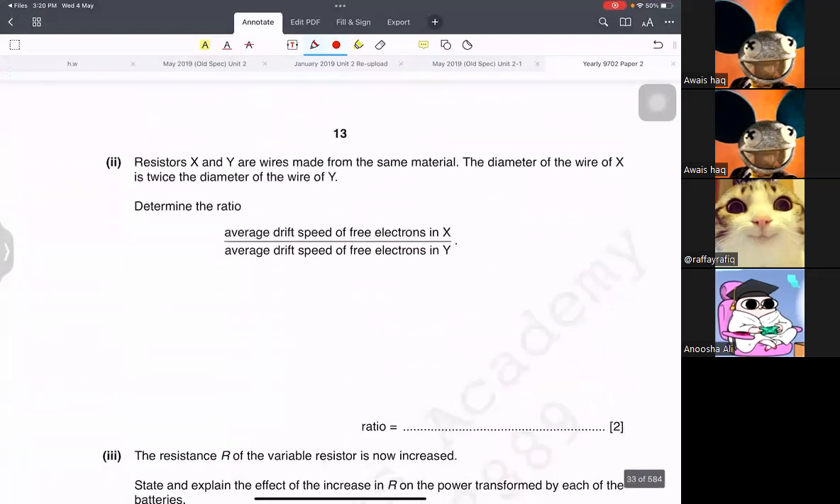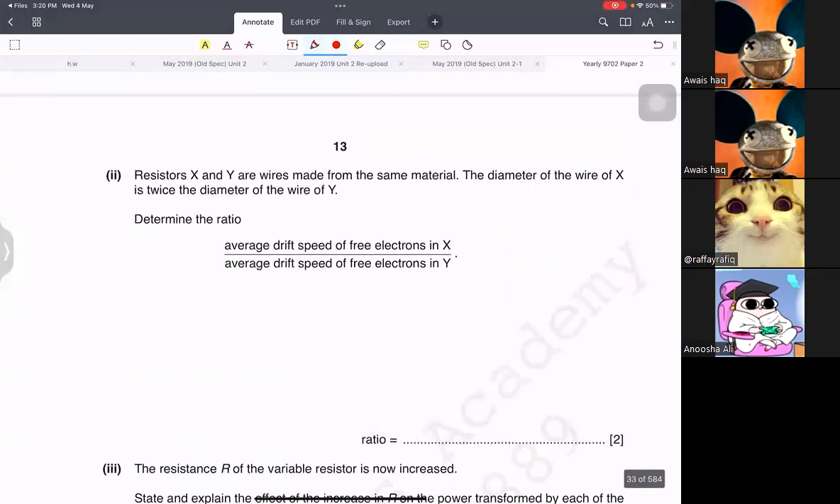Right. Now, in this question, resistors X and Y are wires made from a same material. This means they have the same resistivity. So what I'm going to do is, they're very clever people here. Diameter of X is twice the diameter of Y, two times diameter of Y. Okay. And they want us to find average drift speed of free electrons, right?